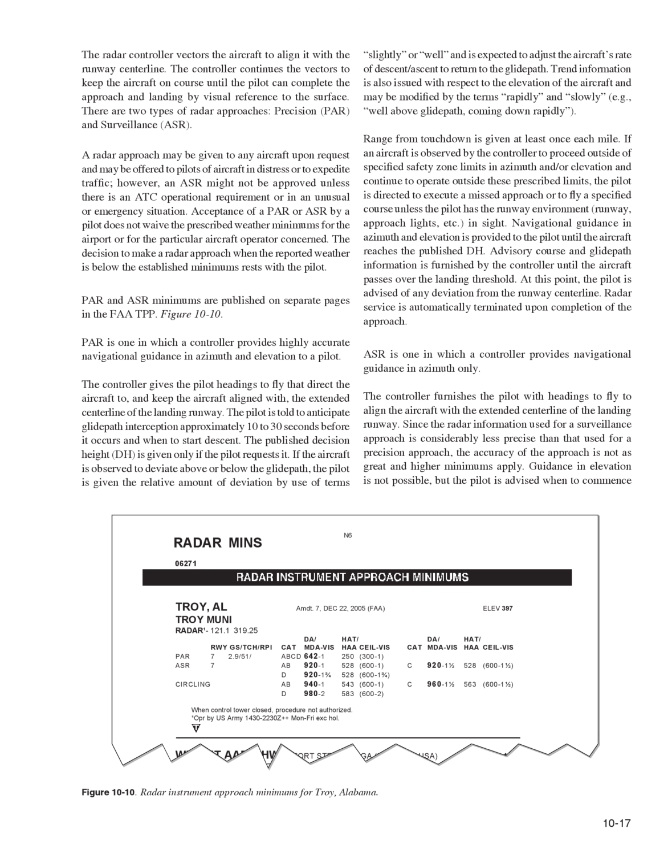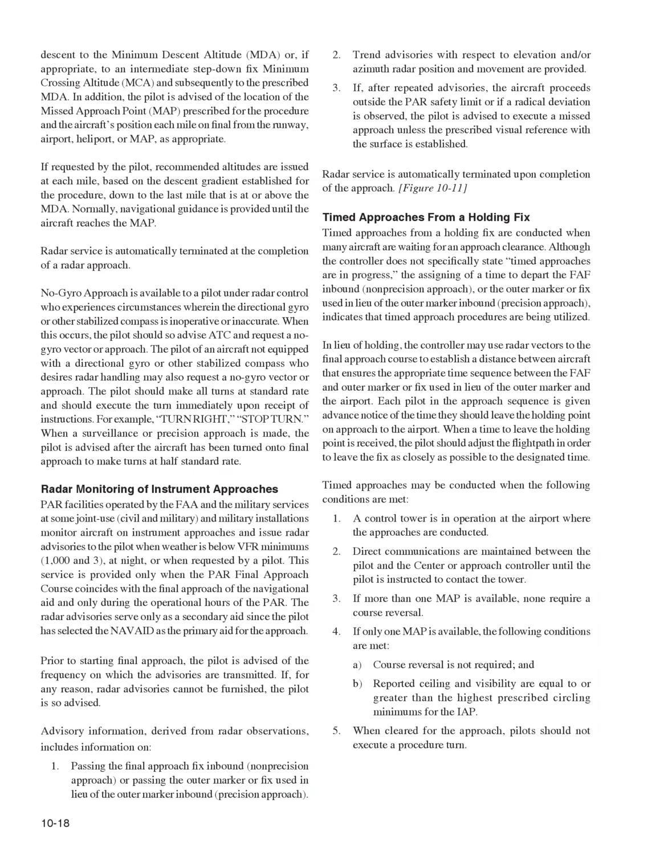Guidance in elevation is not possible, but the pilot is advised when to commence descent to the minimum descent altitude (MDA) or, if appropriate, to an intermediate step-down fix minimum crossing altitude (MCA), and subsequently to the prescribed MDA. In addition, the pilot is advised of the location of the missed approach point (MAP) prescribed for the procedure and the aircraft's position each mile on final from the runway, airport, heliport, or MAP, as appropriate.